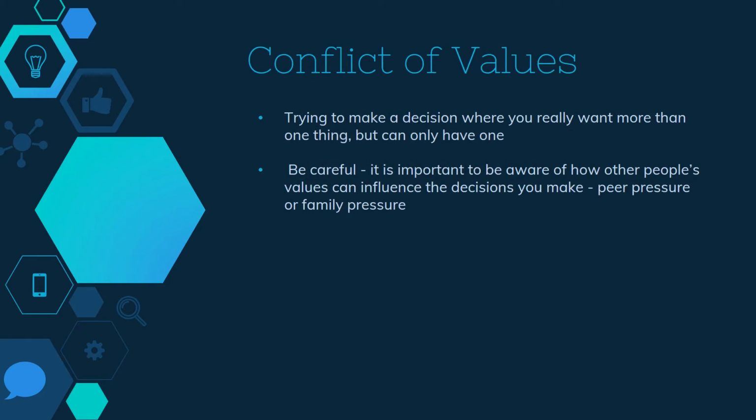But there are conflicts of values to be considered. Trying to make a decision where you really want more than one thing, but can only have one. Be careful. It is important to be aware of how other people's values can influence the decisions you make, peer pressure or family pressure.